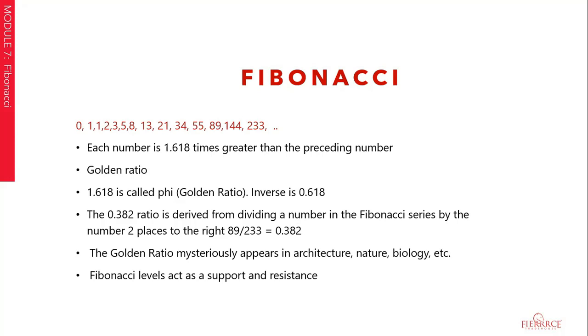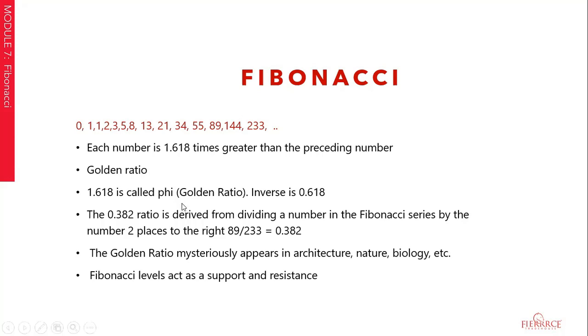Either you multiply the number by 1.618 to get the next number in the series, and 1.618 is the golden ratio, or you divide the numbers two places to the right to get the 0.382 ratio.